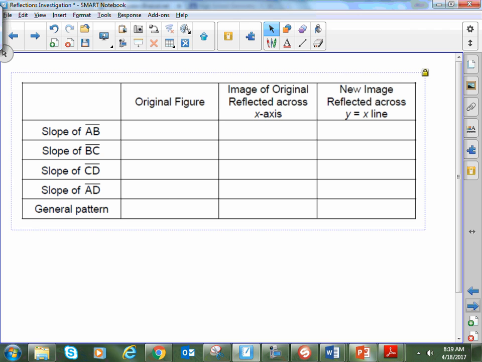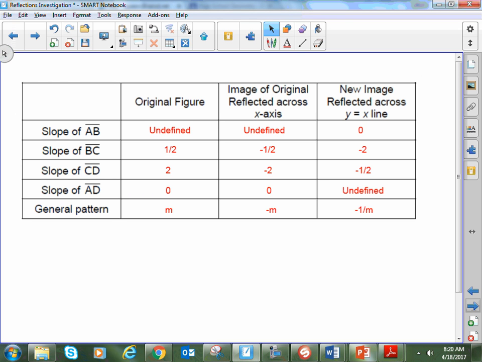The slopes of the figures themselves will change based off of whatever the reflections that we noticed before did. So when I take the original figure and reflect it across the x-axis, the sign of the slope changes, because if before it was positive, now it's negative. If it was negative before, now it's positive. But when I reflect it across the line y is equal to x, it changes the orientation a little bit more, and so the slope changes from whatever it was before to its reciprocal, not its negative reciprocal or opposite reciprocal, just the reciprocal of the value.